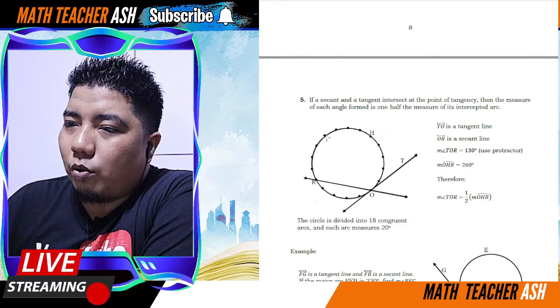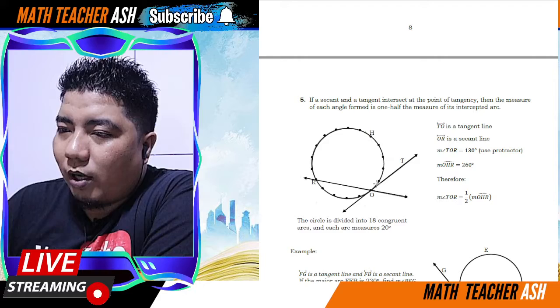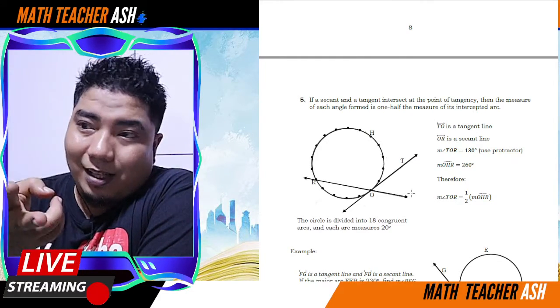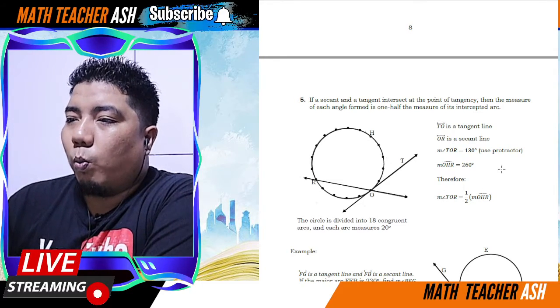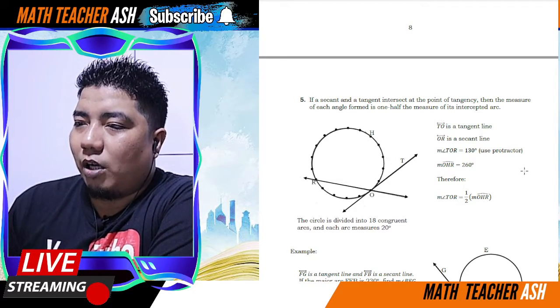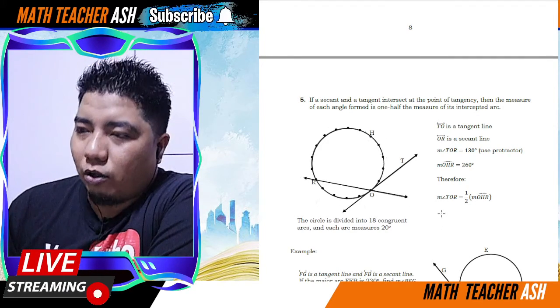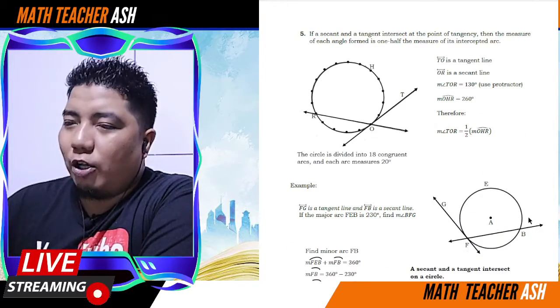So, 1, 2, 3, 4, 5, 6, 7, 8, 9, 10, 11, 12, 13. So, 13 times 20, that is 260. And 260 divided by 2 is 130. So, therefore, the measurement of ROT is 130 degrees. Ganon lang kadali, my dear math learners.